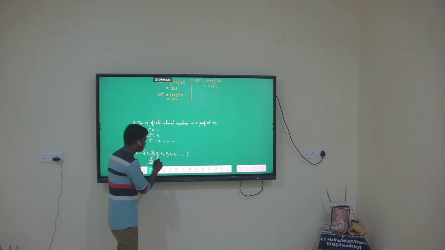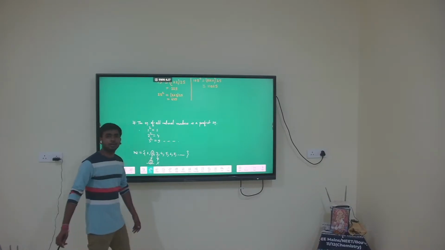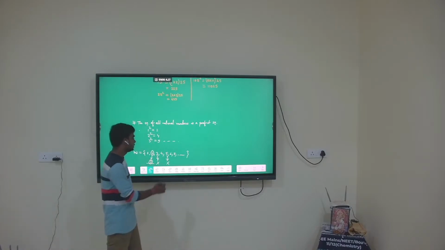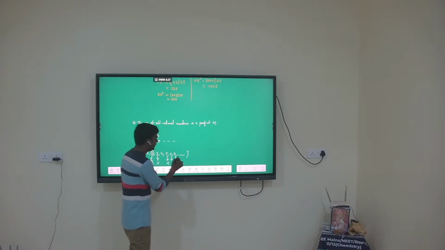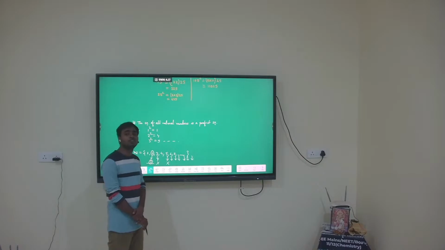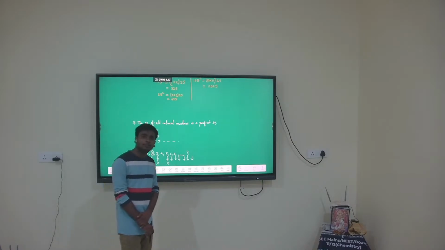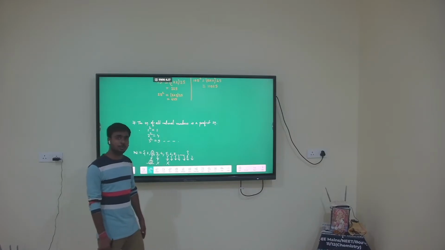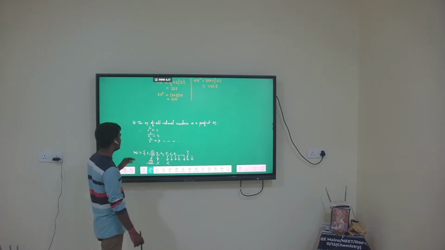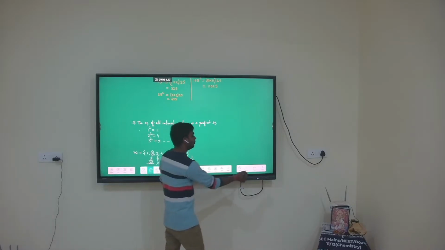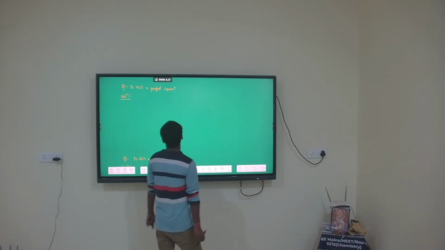Is 3 a perfect square? It is not. Is 5 a perfect square? It is not. Similarly, 6, 7, 8, 10, 11, 12 are not perfect squares. So we cannot say all natural numbers are perfect squares, but the squares of natural numbers are always perfect squares. So these two things we have to keep in mind. Now, moving towards our next question.